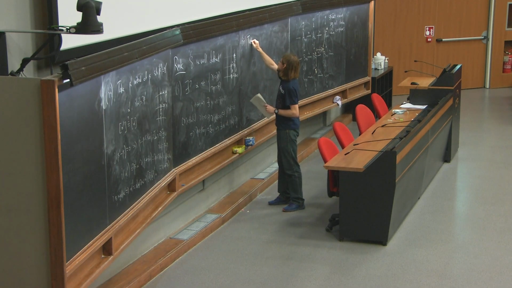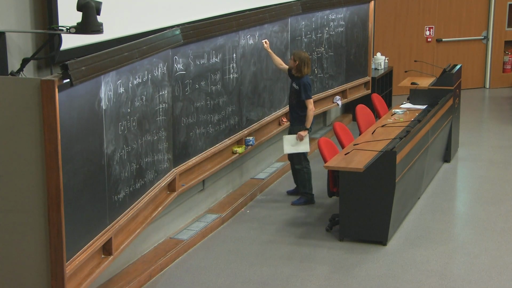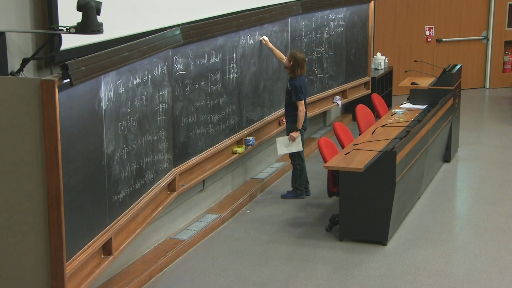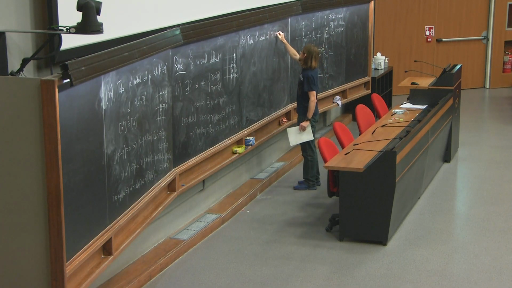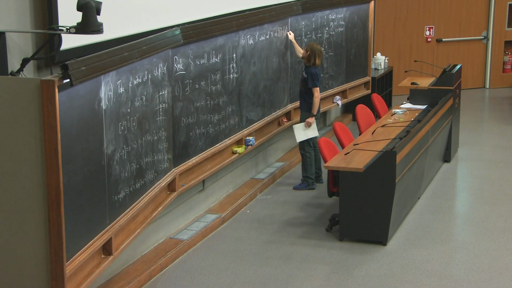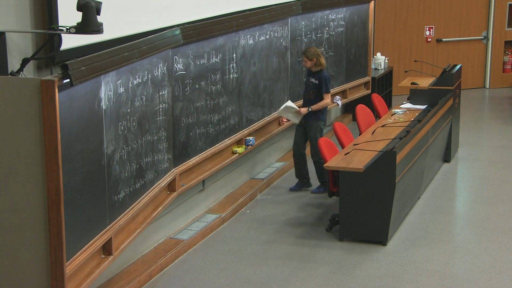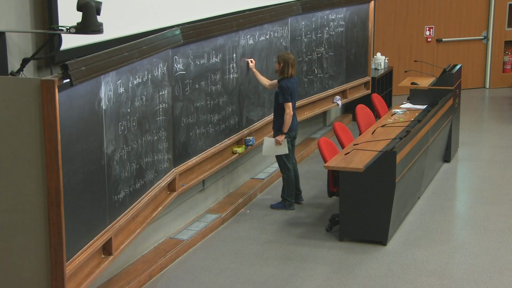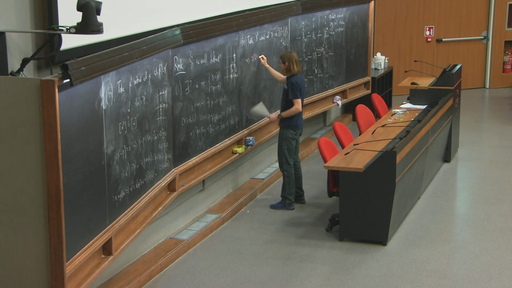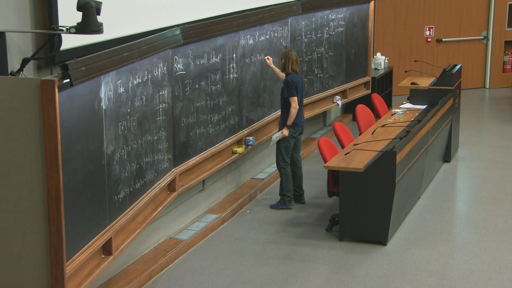Let us take gamma prime instead of gamma such that they have the same class in our homology. Well, what does this mean? This means that by definition they differ by d of something.